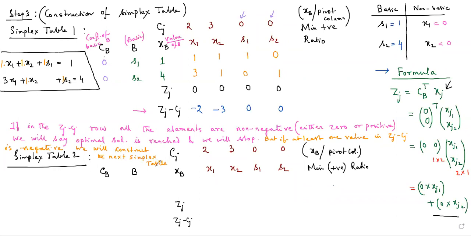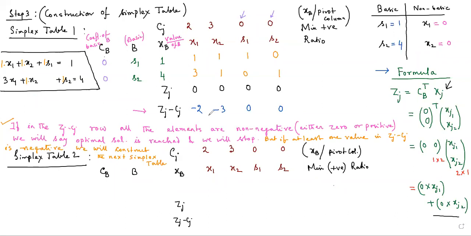Just quickly copy this particular line, because I'm going to omit it as it has become so clumsy over here. This portion you quickly copy. What I'm saying is that if in the Zj minus Cj row, all the elements are either 0 or positive, I don't have to construct simplex table 2. But if at least one member of this row is negative, at least one means one or more than that, then we have to construct simplex table 2.